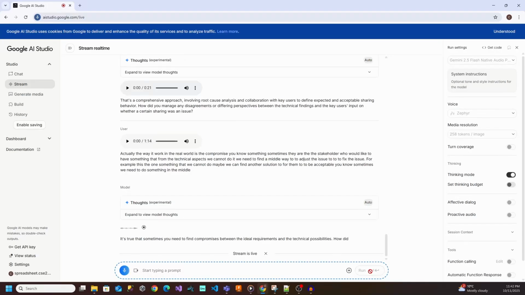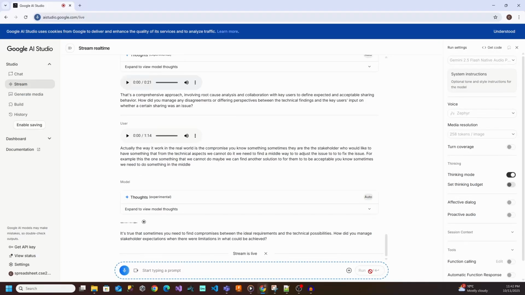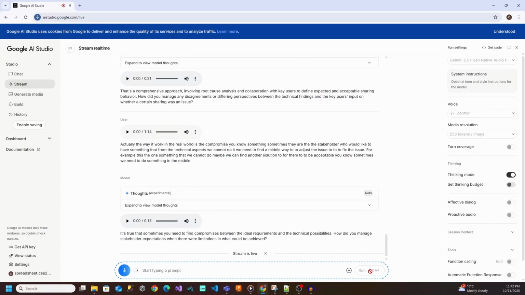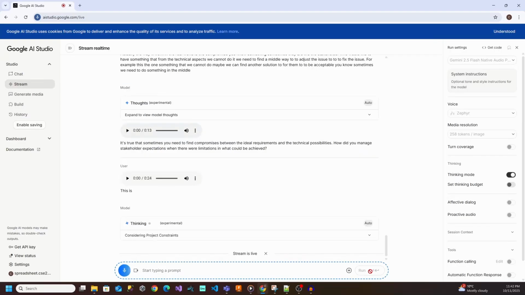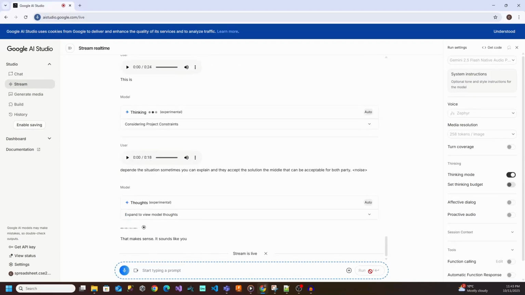It's true that sometimes you need to find compromises between the ideal requirements and the technical possibilities. How did you manage stakeholder expectations when there were limitations in what could be achieved? This is dependent on the situation. Sometimes we can explain, and they accept the solution, the middle ground that can be acceptable for both parties. But sometimes we cannot. It depends on the real situation. I cannot explain much.